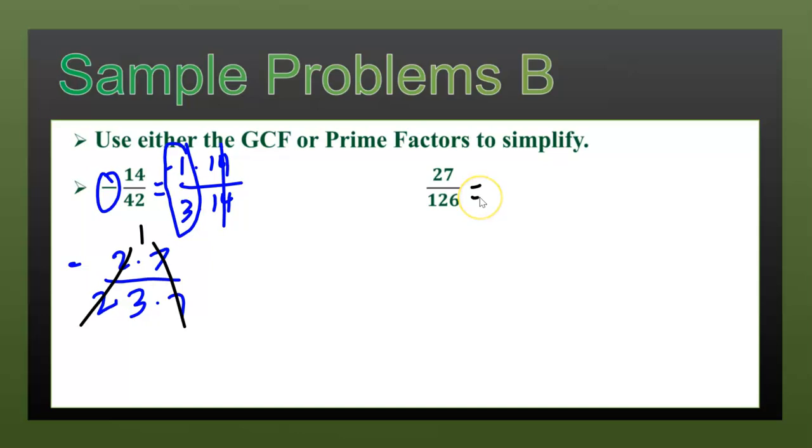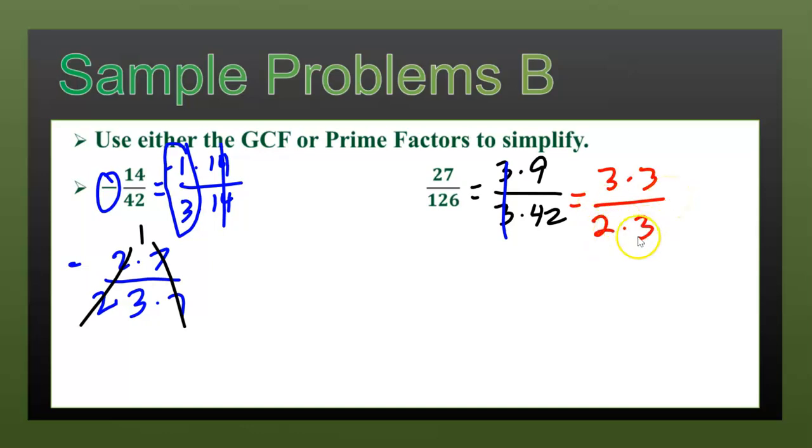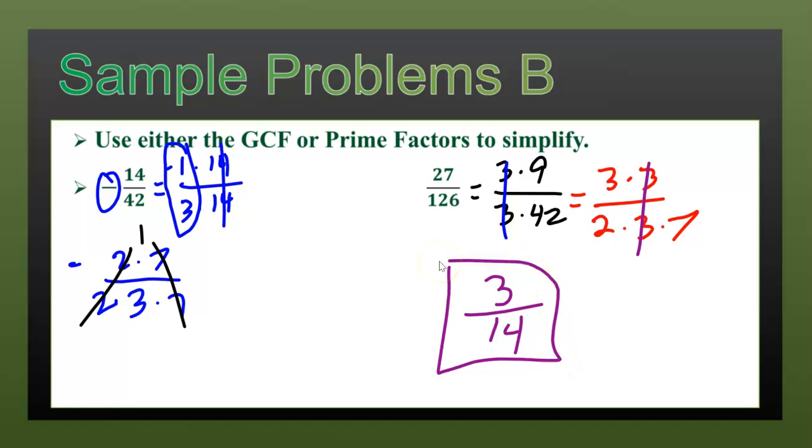This next one, 27, I would do 3 times 9, and down here I could do a 3 times 42. So I know that the 3s divide out, and then I can now write this as 3 times 3, and I know that 42 would be 2 times 3 times 7. And from that point, the 3s divide out, and you're left with 3 on top and 14 on the bottom. So our answer would be 3/14.